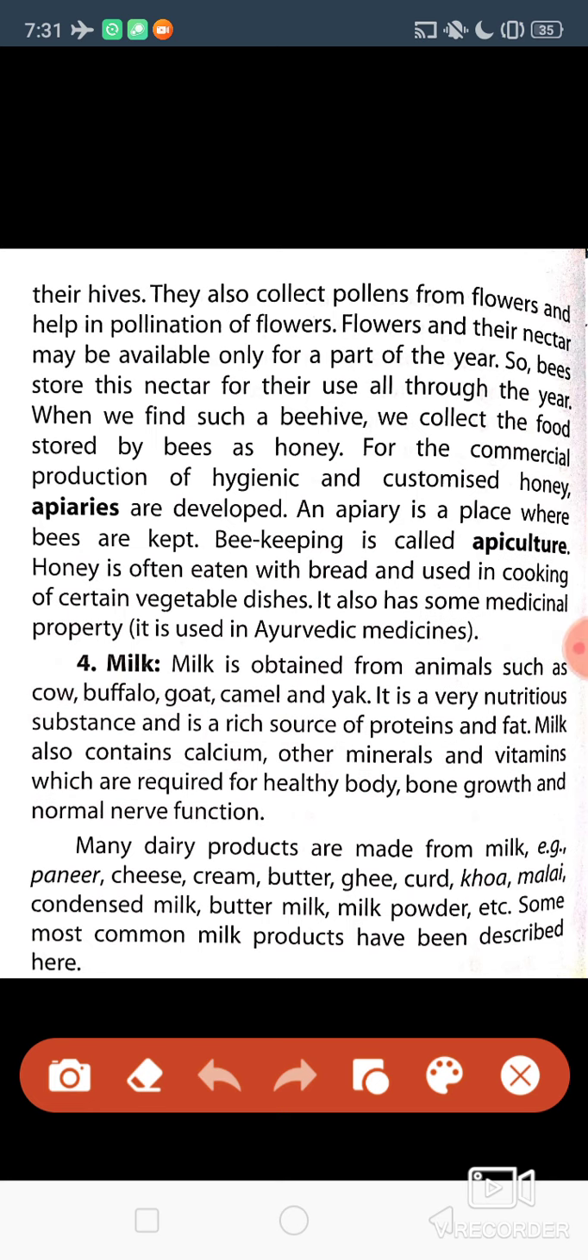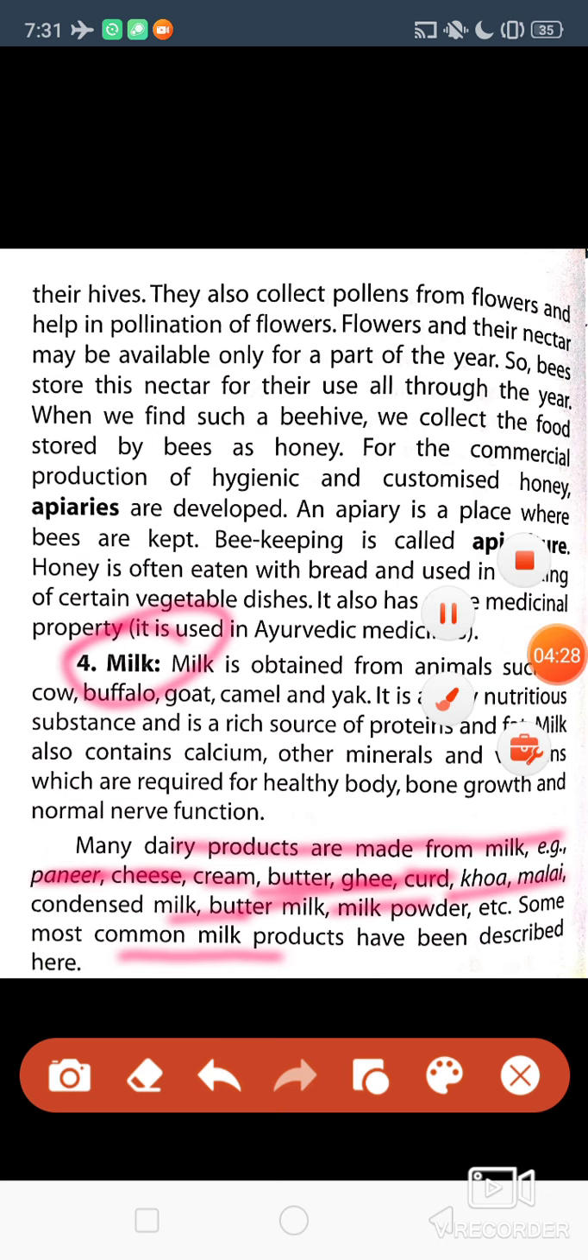Many dairy products are made from milk, like paneer, cheese, cream, butter, ghee, curd, khoa, malai, condensed milk, buttermilk, milk powder, and all kinds of sweets are made up of what? Made up of milk only. So these various types of dairy products are all made of milk. A few things we'll see, how they are made from milk.